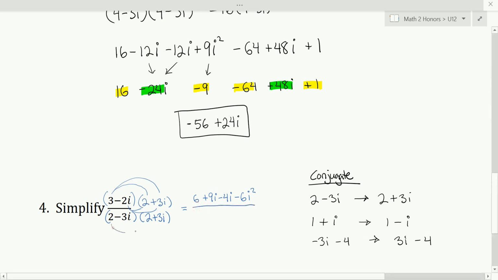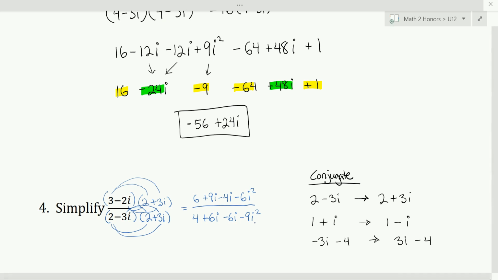In the denominator, we've got 2 times 2, which is 4. 2 times 3i, which is 6i. Negative 3i times 2, which is negative 6i. And negative 3i times positive 3i, which is negative 9i squared. But what's negative 9i squared really? Positive 9. Okay. Now, when you multiply conjugates together, the two middle terms will always be the opposite of each other and will always zero out when you add them. And that's why we're getting rid of the imaginary part.